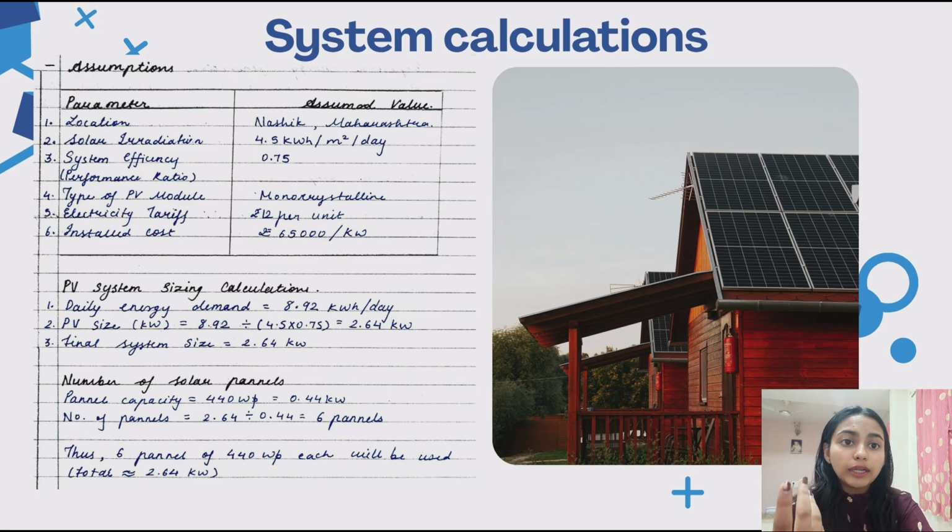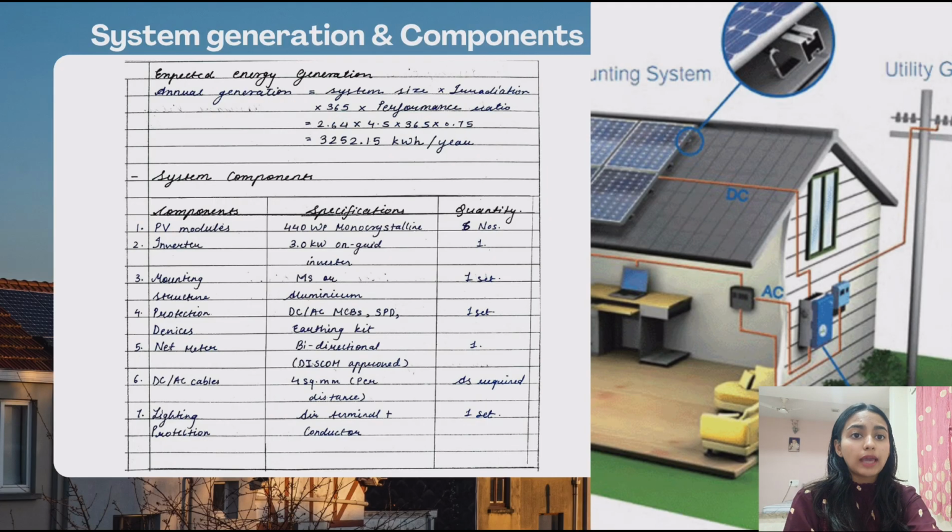So next I calculated using a 440 watt monocrystalline solar panel for their high efficiency to meet the total of 2.64 kilowatt. 2.64 divided by 0.44 gives us the number of panels we are going to require. So hence the system will have 6 solar panels, each rated at 440 watts, giving a total installed capacity of 2.64 kilowatt peak.